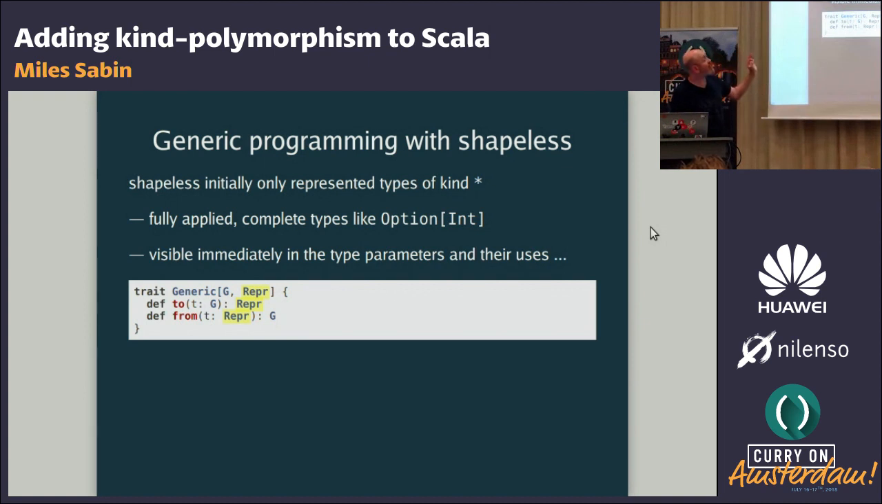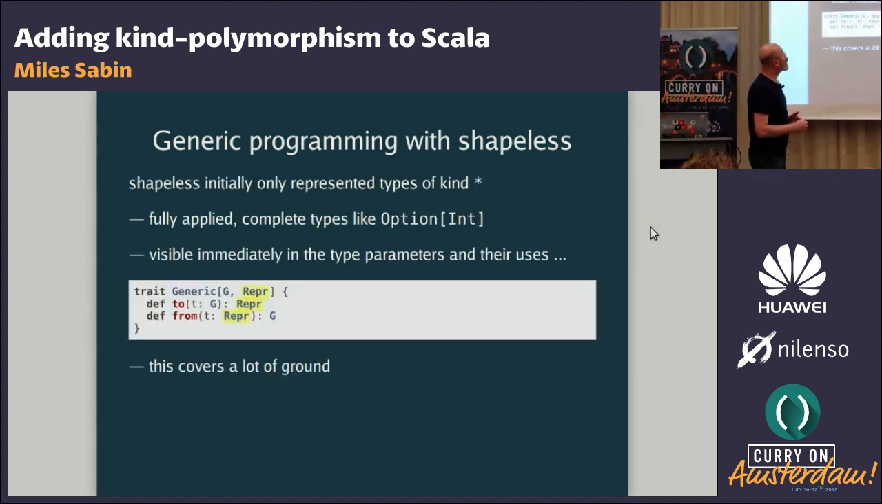So we will take an Option of Int onto, in this case, because that's a sum type, an Either of, what would it be? An Either of a product type or nothing. But again, it's something which is fully saturated. There are no holes in that representation type. It covers an awful lot of ground. It's pretty much what you need for many of the actual practical uses of shapeless as a generic programming library.